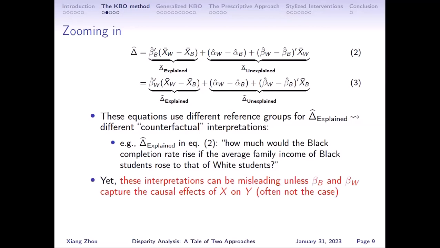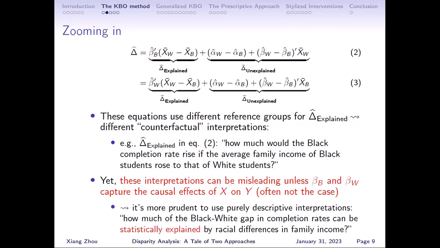Right? However, these interpretations, although they are quite intuitive, can be very misleading unless the regression coefficients beta B and beta W really capture the causal effect of family income on college completion, which is often not the case. So in this particular example, we are not attempting to address potential confounding of the relationship between family income and college completion, right? So it's generally much more prudent to use purely descriptive interpretations, like how much of the Black-white gap in completion rates can be statistically explained, rather than causally explained, by racial differences in family income.